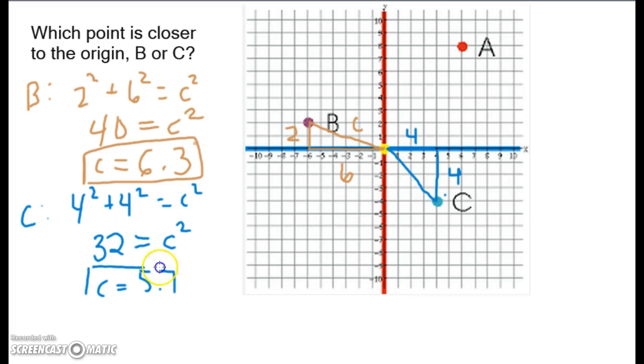All right, so now the question that we were asked was, which point is closer to the origin? Well, B is 6.3 units from the origin, and C is 5.7 units from the origin. So the one that's closer to the origin is C at 5.7 units. So the answer to the question would be point C is closer to the origin.